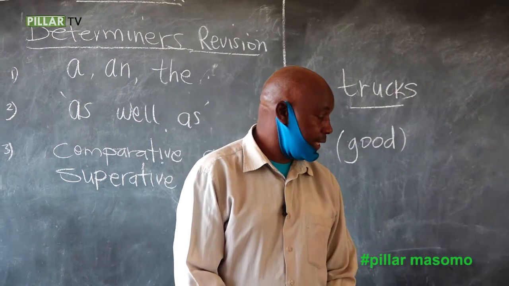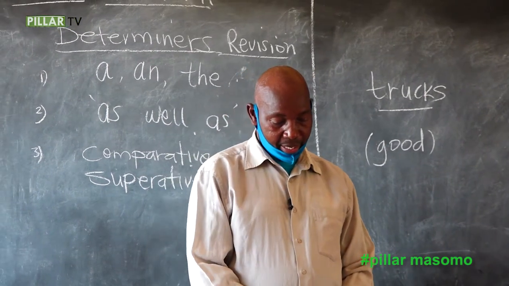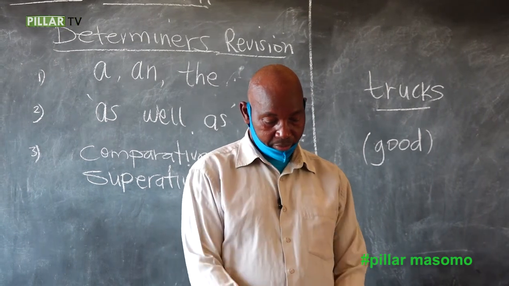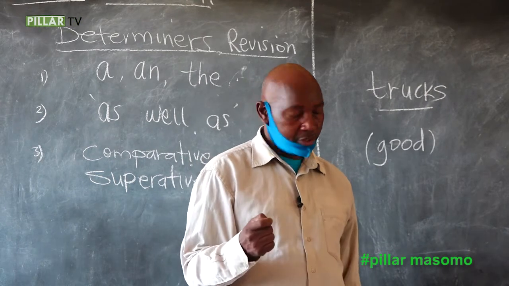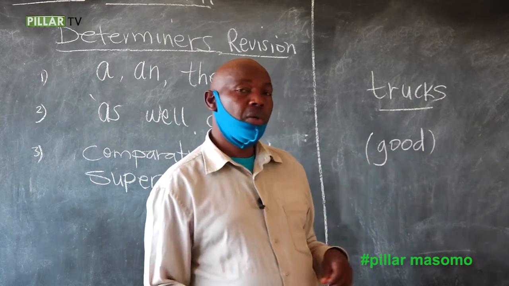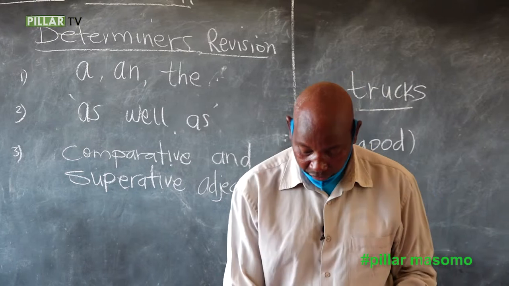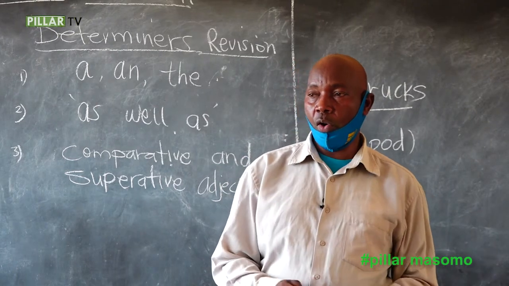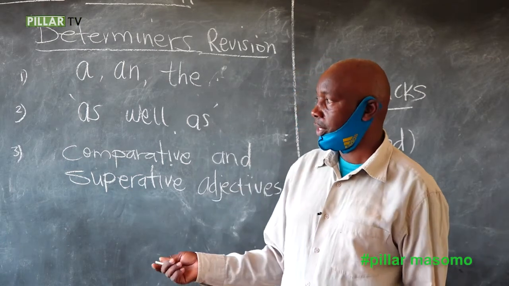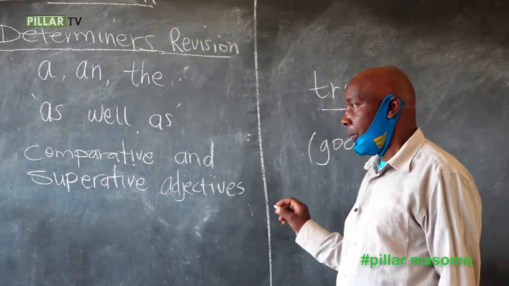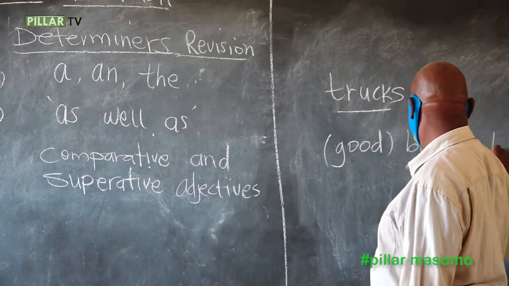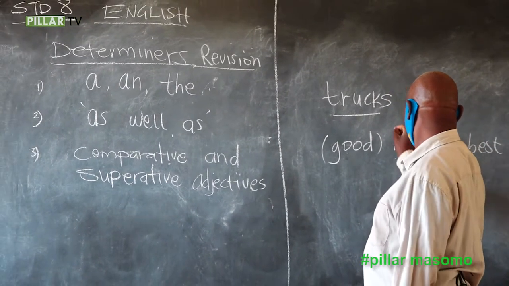So in this case, we find that the gold medal holder, this is just one person, is the dash good athlete. So good, it doesn't follow the pattern of the tall, taller, tallest. Good follows another pattern where we say good, better, best. So it follows that one.